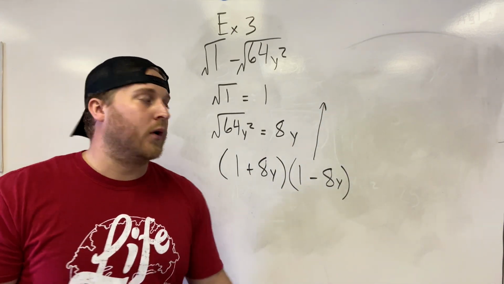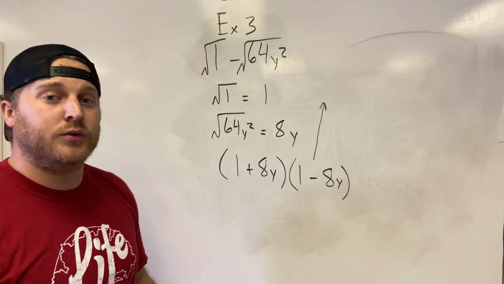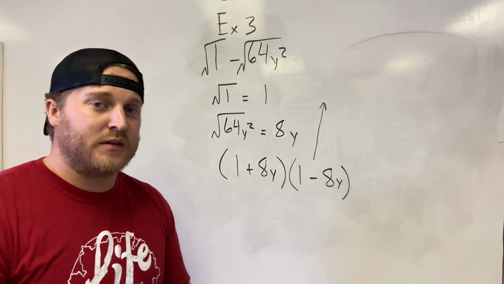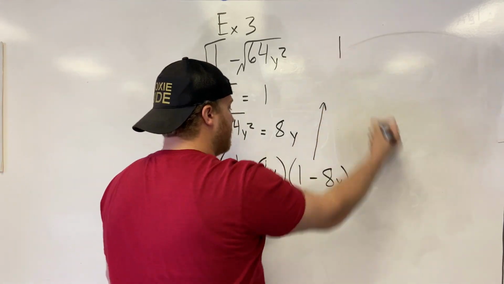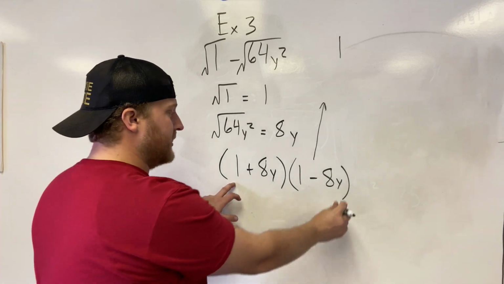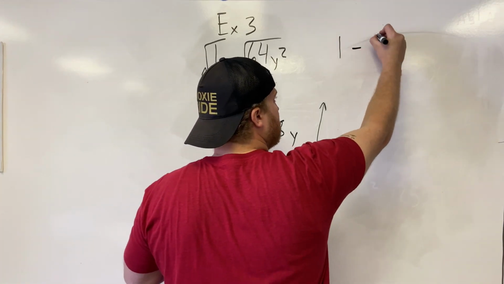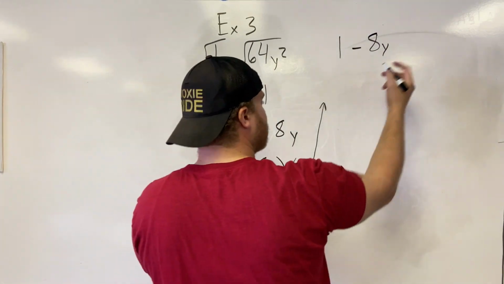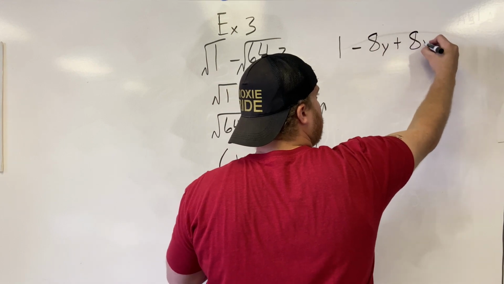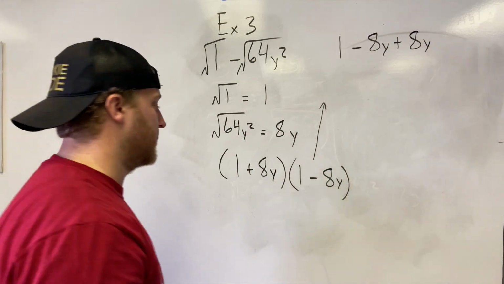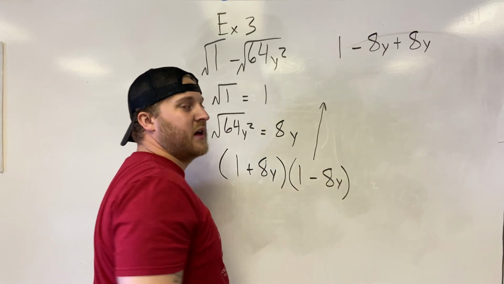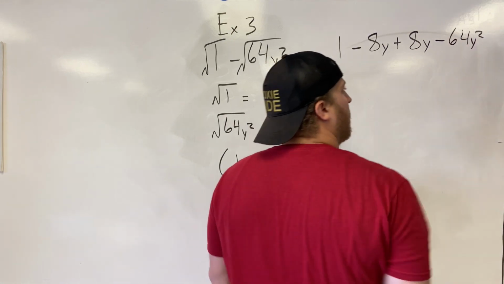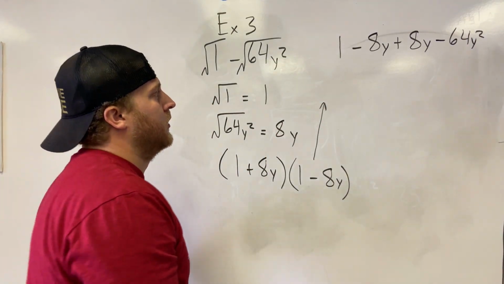To check our work, we're going to use the FOIL method. And so we're going to first multiply the first terms of each. 1 times 1 is 1. Now the outside terms of both, 1 times negative 8y is minus 8y. Inside terms, 8y times positive 1 would be plus 8y. And then the last terms of each. 8y times negative 8y would be minus 64y squared.